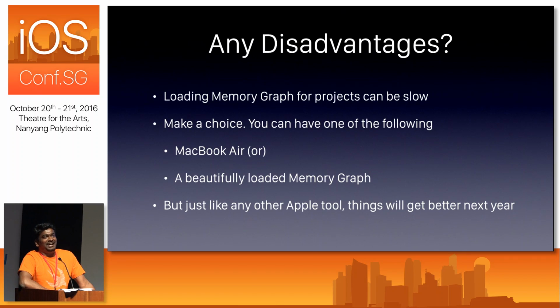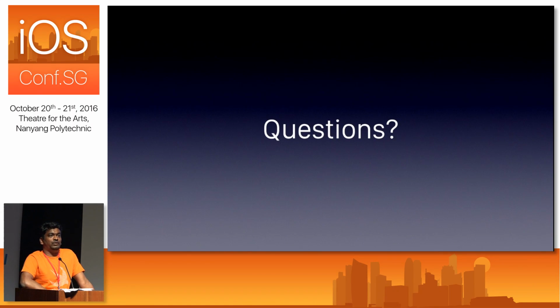But just like any other Apple tool, last year with Xcode 7, when Apple introduced view debugging, it was significantly slower than Reveal or any other third-party tool that was available. But view debugging in Xcode 8 is significantly faster. Apple claims it's about 70% faster. Maybe loading the memory graph would improve in Xcode 9, I'm not sure. I'm just going to wait. That's it. Questions?